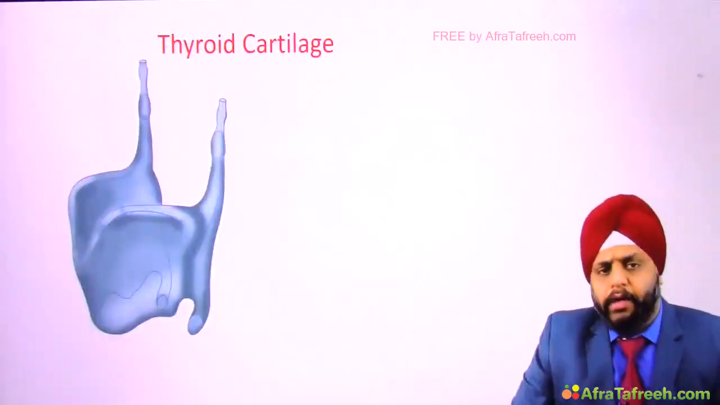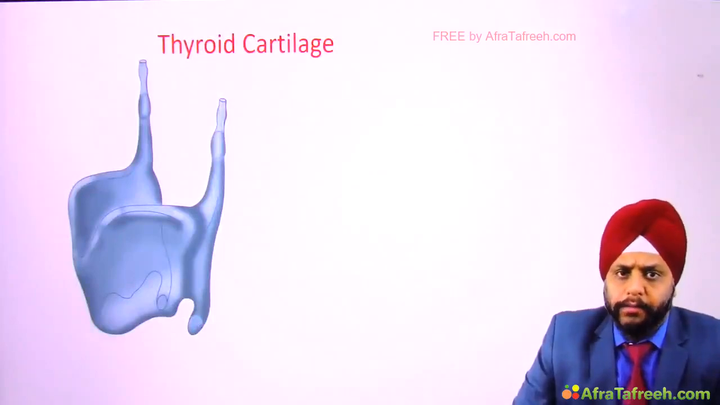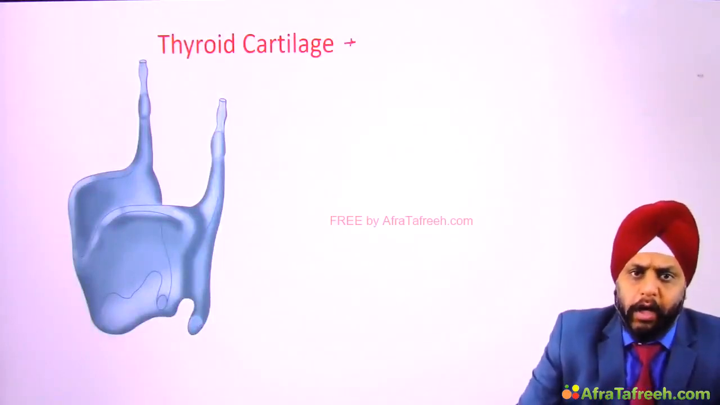Now the next cartilage that we have is the thyroid cartilage. This cartilage, the thyroid cartilage, is a hyaline cartilage.